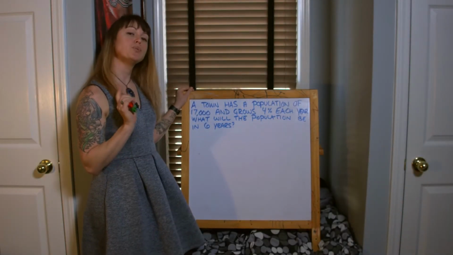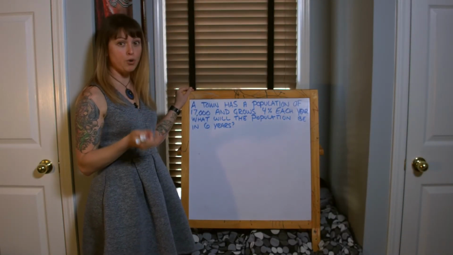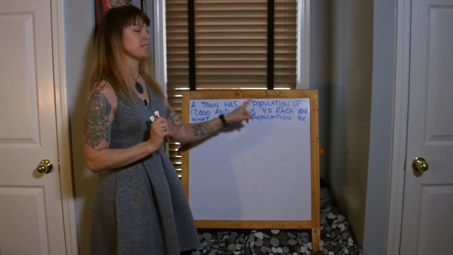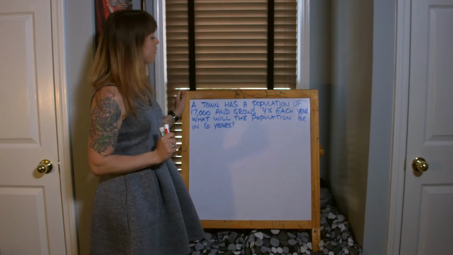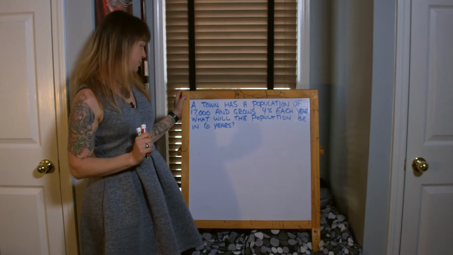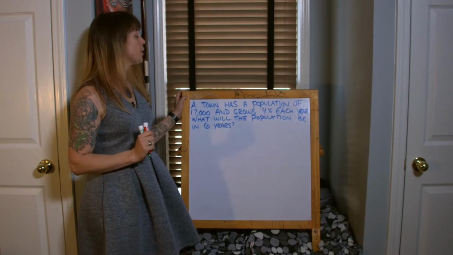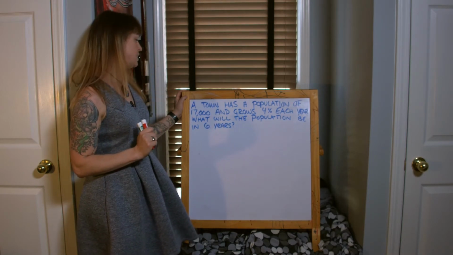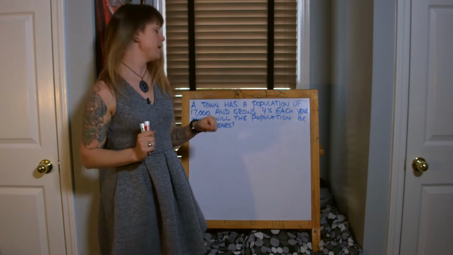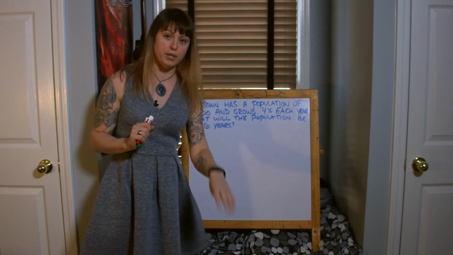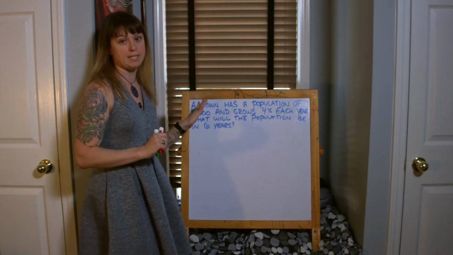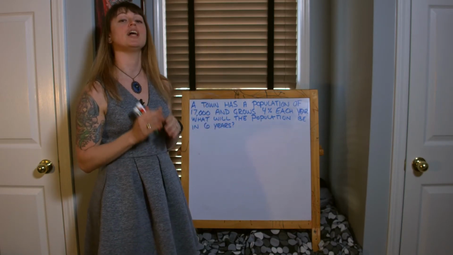All right, so now we're going to do one more exponential problem, and it's going to be a growth function. But it's still exponential because I'm dealing with the percent. A town has a population of 17,000 and grows 4% each year. What will the population be in 6 years? So I'm not adding 4. I'm not doing 17,000 plus 4 people this year. I'm doing 4%. So that's why I know it's exponential and not linear.